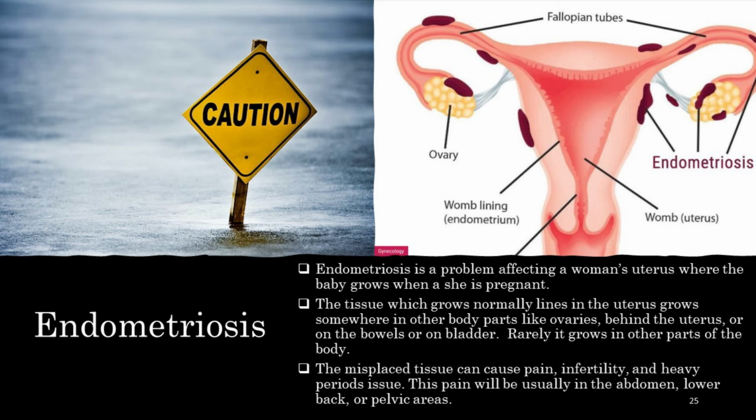Endometriosis is a problem affecting the women's uterus, where the baby grows when she is pregnant. The tissue which normally lines the uterus grows somewhere else in other body parts, like the ovaries, behind the uterus, or in the bowels or on the bladder. Rarely it grows in other parts of the body. The misplaced tissue can cause pain, infertility, and heavy periods. This pain is usually in the abdomen, lower back, or pelvic areas.